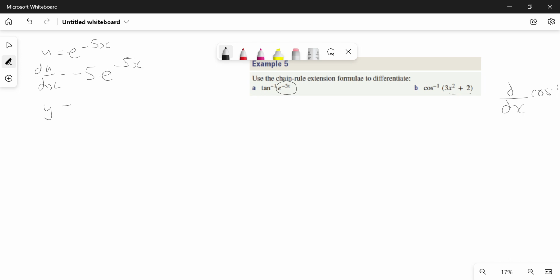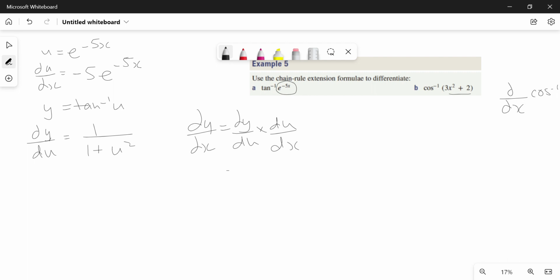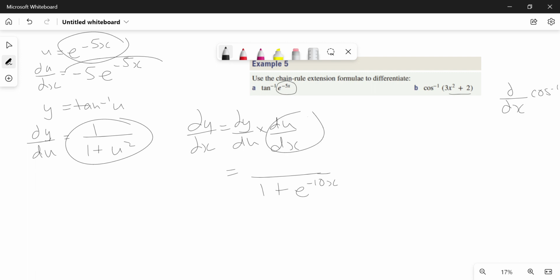And then that makes y equal inverse tan of u, and that means dy du is 1 on 1 plus u squared. And that means dy dx is dy du times du dx. So we've got 1 on 1 plus u squared, and I'm just going to put this straight in. U squared is e to the, now if I square that, that's times 2 for the indices, and minus 10x. Alright, times du dx, and du dx is that. So minus 5 e to the minus 5x on top.